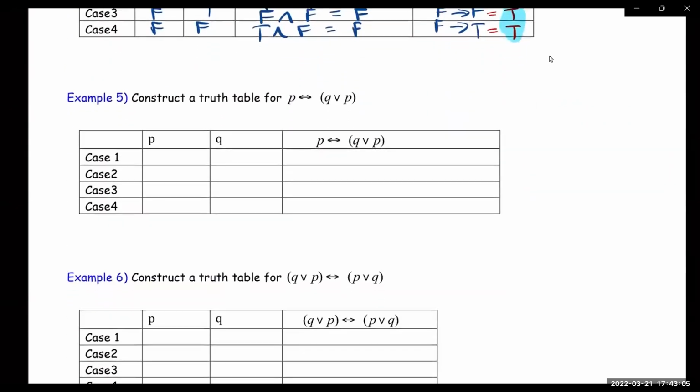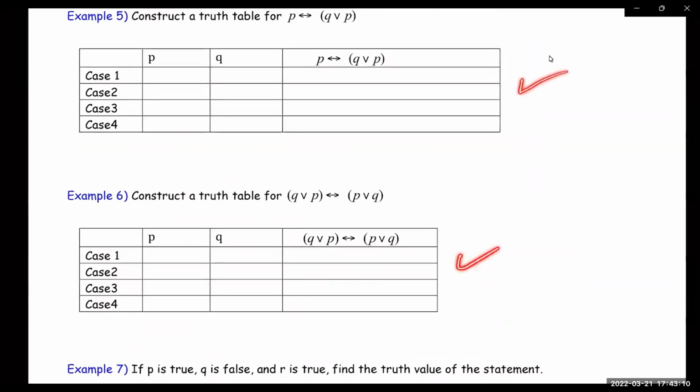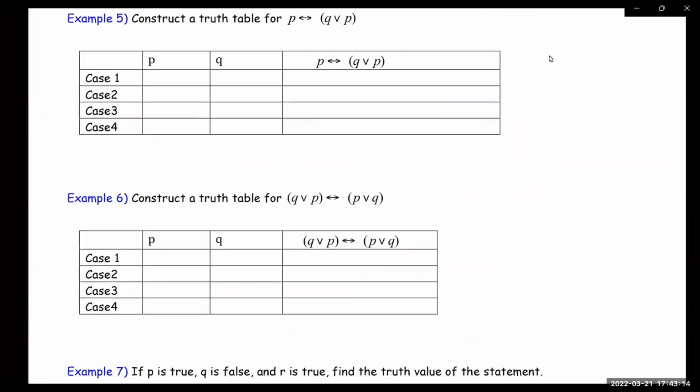All right. So there's a couple more to go. So let's see if you guys can do these two in your groups. So I'm going to give you guys some time to try those two out. Let me get you guys into some groups.